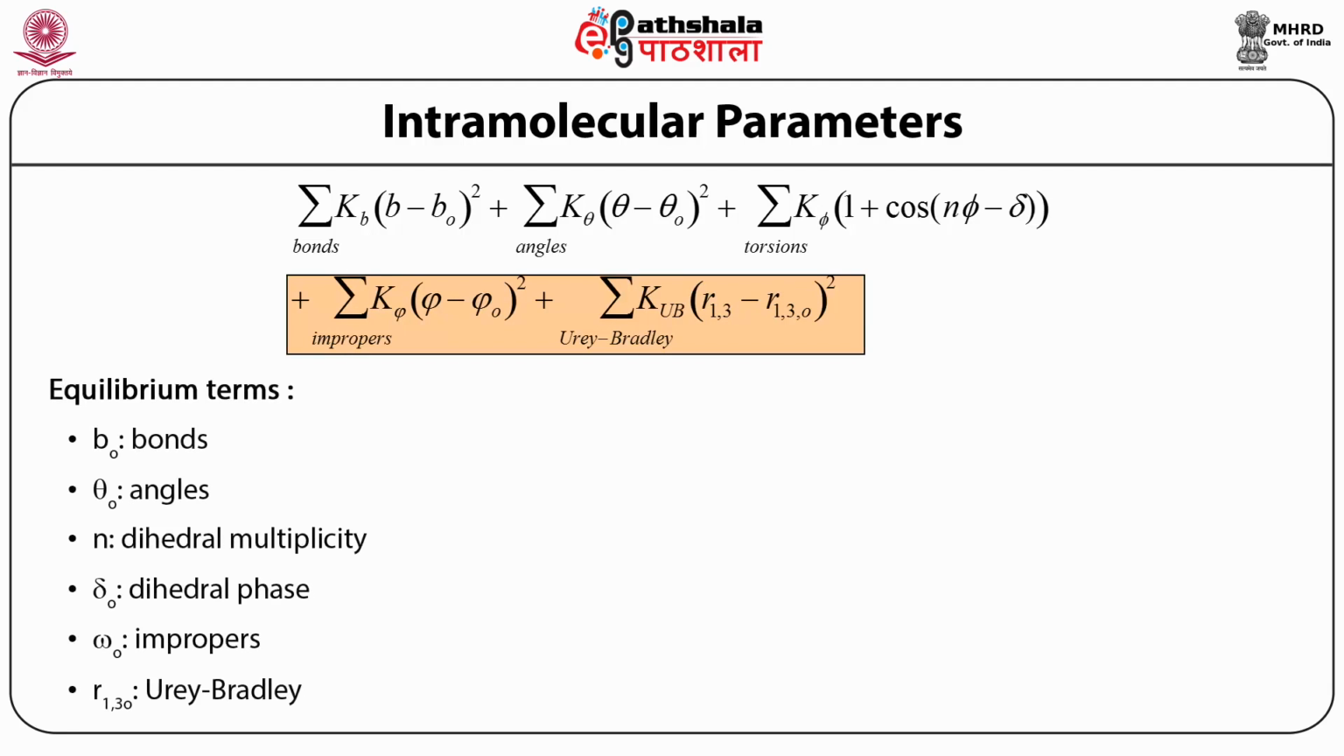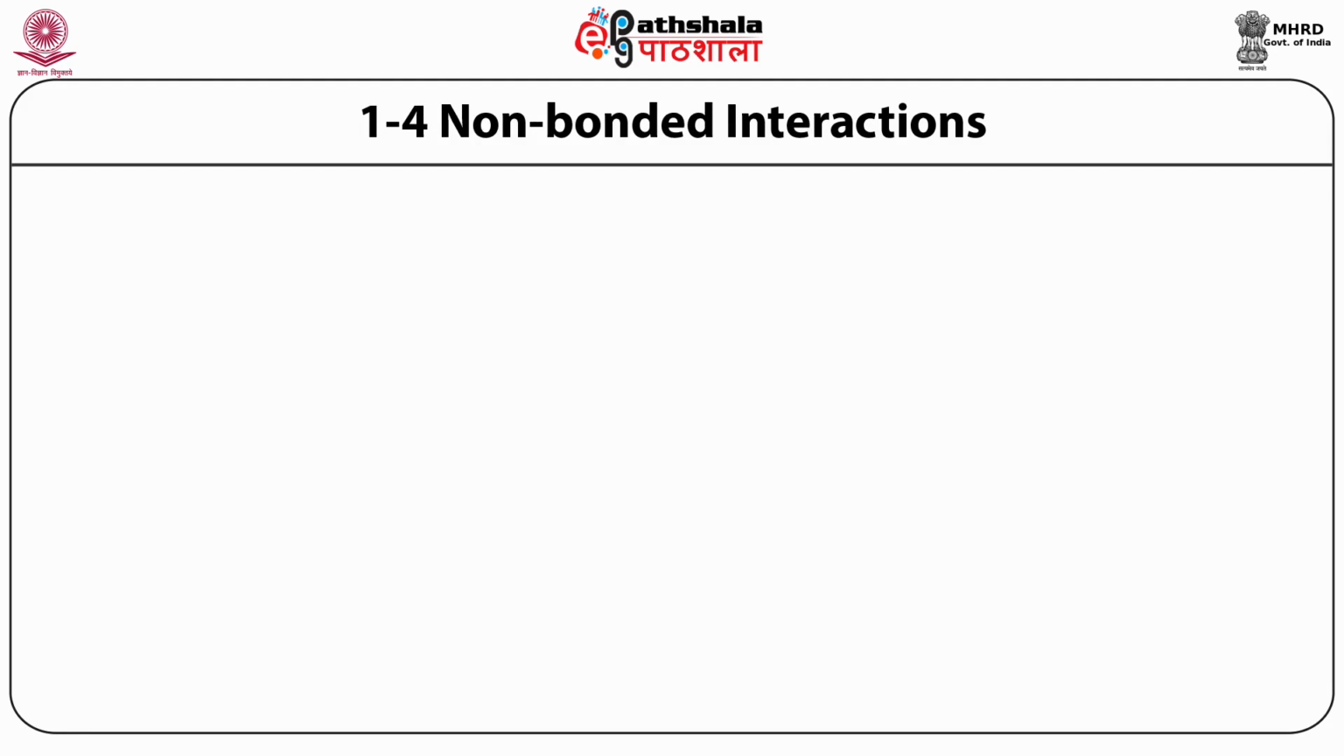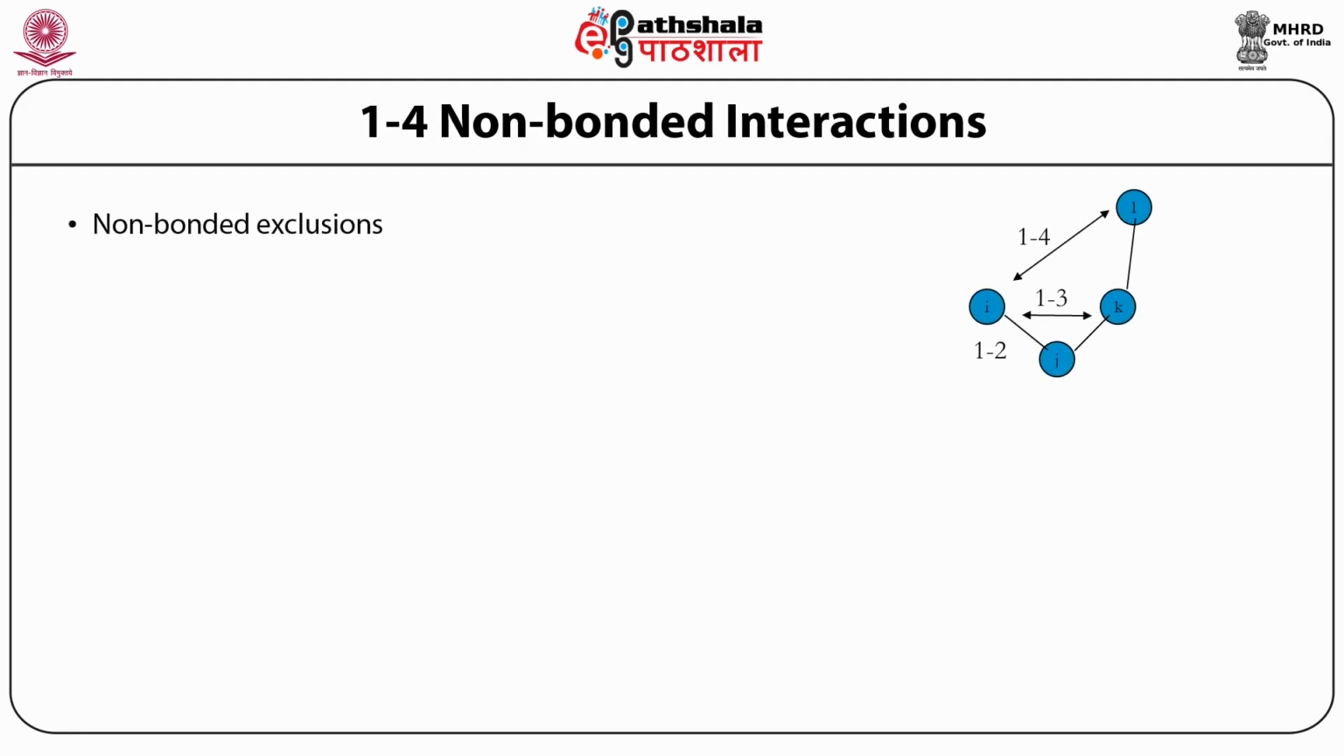And as you see from the left-hand side, all these terms' values are derived from the crystal structures or known infrared data, etc. Force constants, on the other hand, are purely experimentally derived values. Major software uses the function shown at the top, not much with improper and Urey-Bradley terms. However, many functions do use both of them. Basically this describes how the non-bonded interactions are taken care of.